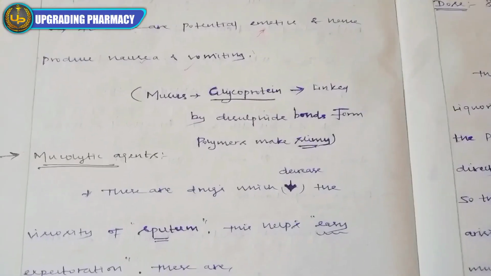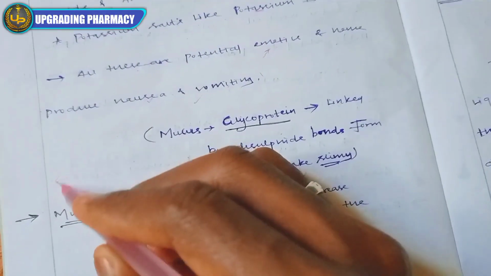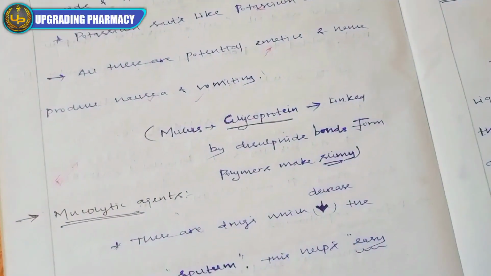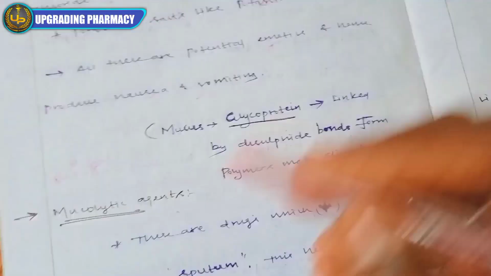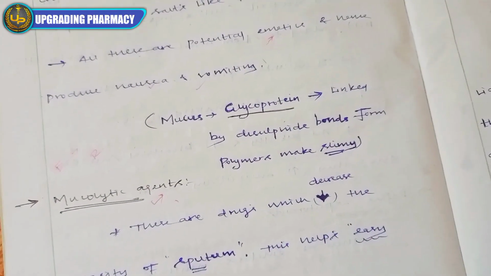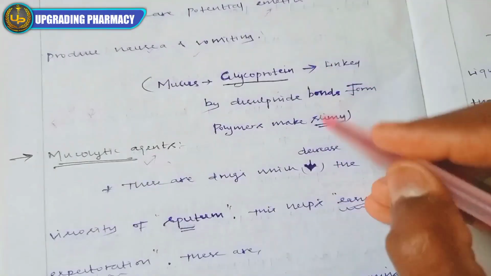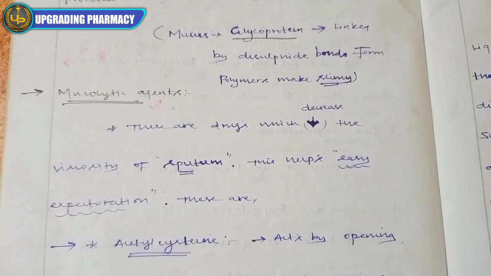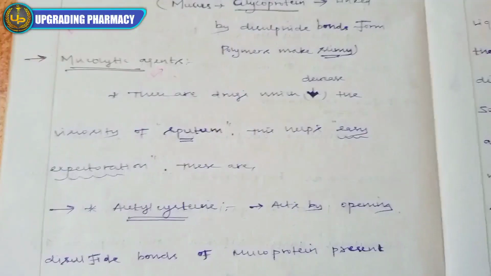Next, mucolytic agents. It is one type of expectorant. Here, expectorants increase the secretions of fluid in the respiratory tract, but mucolytics decrease the viscosity of the fluid by breaking the disulfide bonds present in the sputum, so that the viscosity will be less and it increases the fluid flow. So that is mucolytic agents.